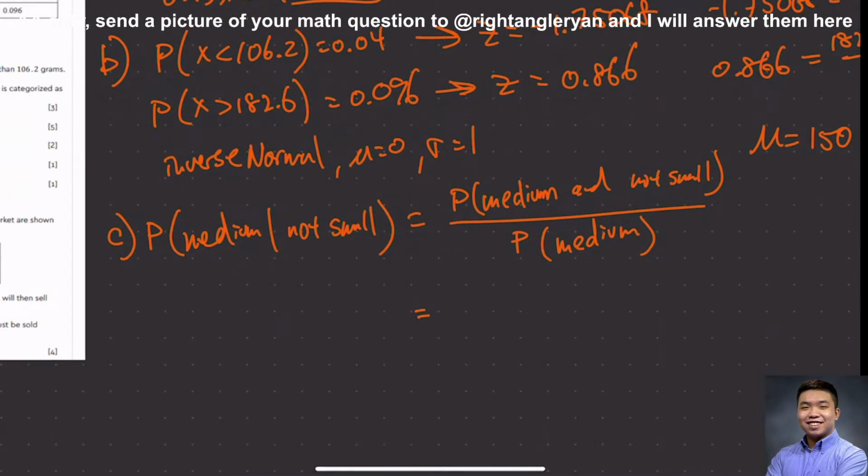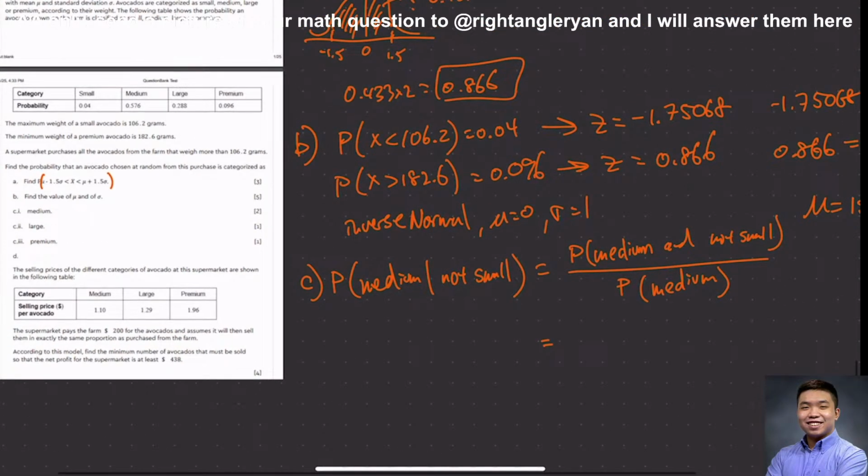Now, what is the probability that it is medium and not small? It will just be 0.576, right? Because if it is medium, I already know that it is not small. So medium and not small is just the probability that it is medium, so 0.576, divided by the probability that it is not small. So I need to divide it by the probability that it's not small. Not small is just 1 minus 0.04. So it's 0.576 over 0.96.